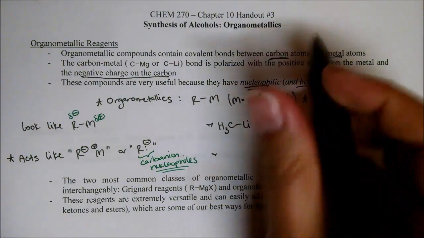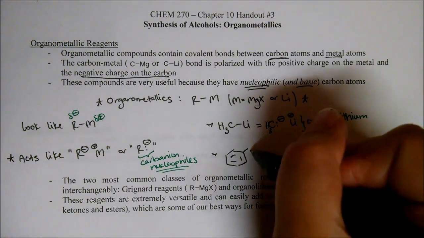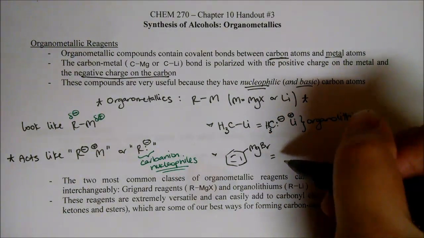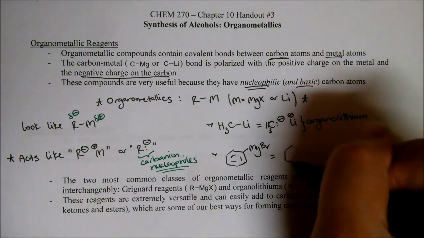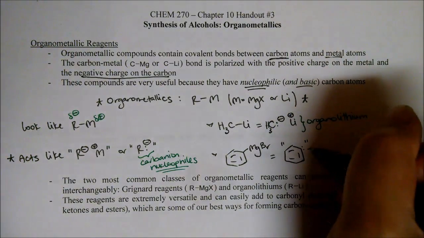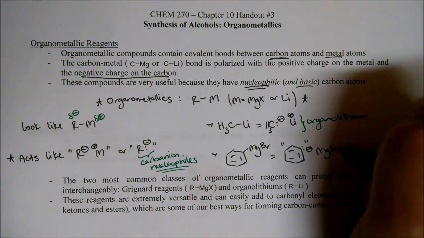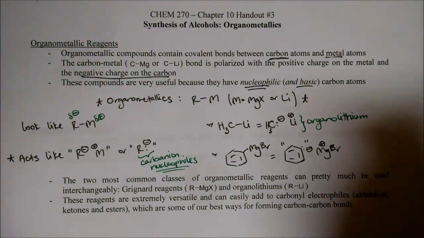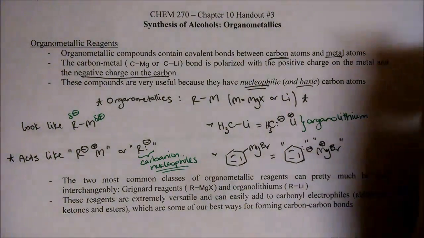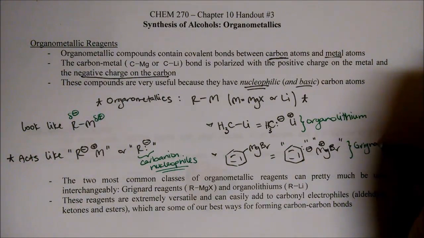Or, again, we can also have MgX. So here is phenyl Grignard. We're going to see these. MgX are Grignards. I know it's expanding the octet. That's why it's just kind of like this. And it acts like phenyl minus MgBr plus. Again, we'll put quotations around it, because this is how they act. And this is known as a Grignard.